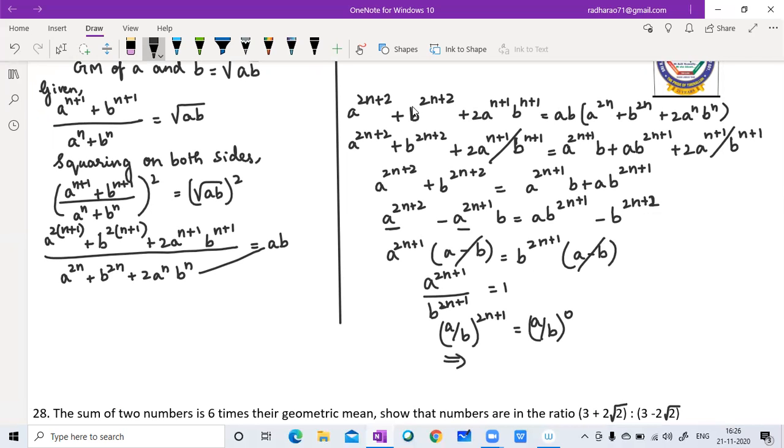So from this I get 2n plus 1 is equal to 0. So 2n is equal to minus 1. So n is equal to minus 1 by 2. So what is the value of n? n is equal to minus 1 by 2.